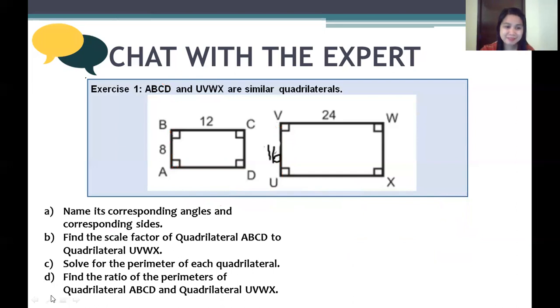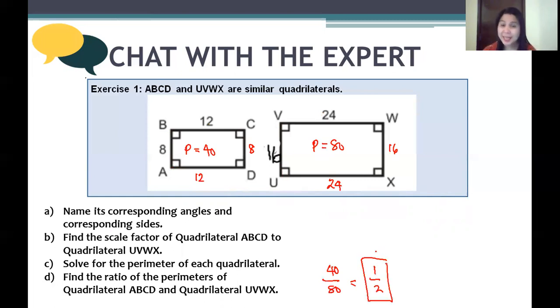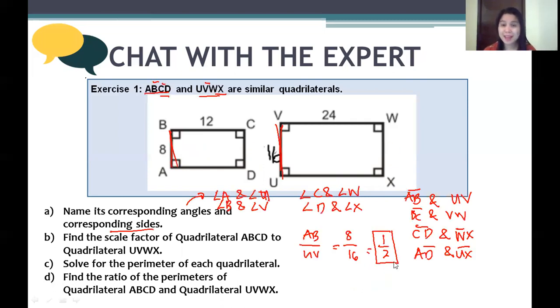Next, let's go to letter C. We solve the perimeter of each quadrilateral. So for example, this is a rectangle. So you have 8 on one side, 12 on the other side, 16 on another side, and 24 on the other side. So we add all of the sides. If we add them, the perimeter is 40. How about the other one? If we add them, the perimeter is 80. Now the last question. We find the ratio of the perimeters of quadrilaterals ABCD and UVWX. That's 40/80, the ratio is still 1/2. Just the same as the scale factor that we had a while ago.